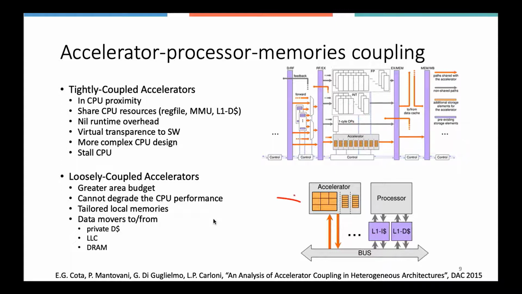The second class of accelerators is the loosely coupled accelerators. They have a greater area budget. They cannot degrade the CPU performance. For loosely coupled accelerators, we are able to tailor the local memories, and in particular, we can move data among the accelerator, the private caches, the last level caches, and the main memory. The ESP accelerators follow this second model. These accelerators are integrated in an ESP instance as devices that we control via Linux device drivers. The ESP accelerators operate on large datasets and they alternate computation phases with data transfer phases.